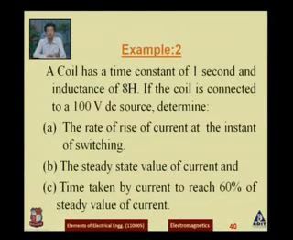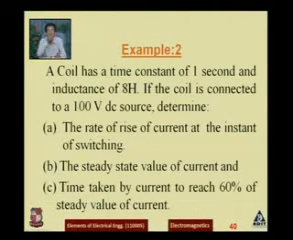The second component is that you have to find out the steady state value of current, that is, up to how much it will increase. Up to some time duration it will increase, and then it will become steady. So you have to find out the steady state value of current. And last, you have to find out how much time is taken by the current to reach 60% of its steady state value. So how will you find it out?